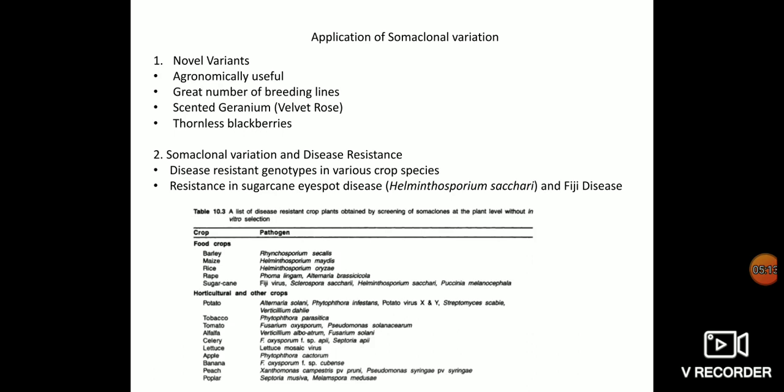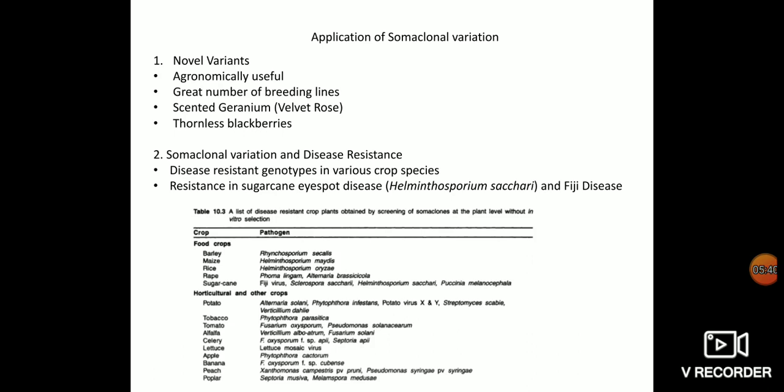A number of breeding lines have been developed by somoclonal variation. For example, an improved scented geranium, a variety named Velvet Rose, has been developed. And an example of heritable somoclonal variation is thornless blackberries. Okay, thornless blackberry is an example of somoclonal variation. Like that, a large number of novel variants can be created. That is a major application.